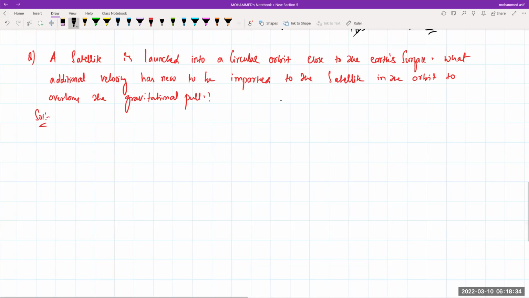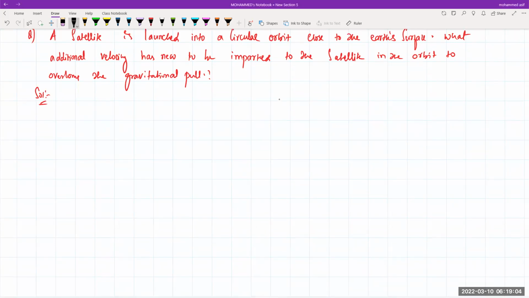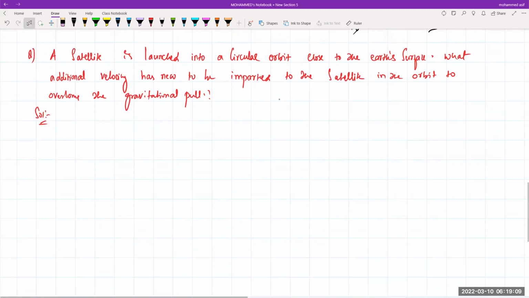Have a quick look at the question once. A satellite is launched into a circular orbit close to the Earth's surface. For g you have to take 980, or if you don't convert, converting to kilometers, 9.8 meter per second squared should be converted to kilometers. What additional velocity has to be imparted to the satellite in the orbit to overcome the gravitational pull? Additional speed so that it can overcome the gravitational pull, meaning it has to escape, son. It is basically going with escape velocity, isn't it?